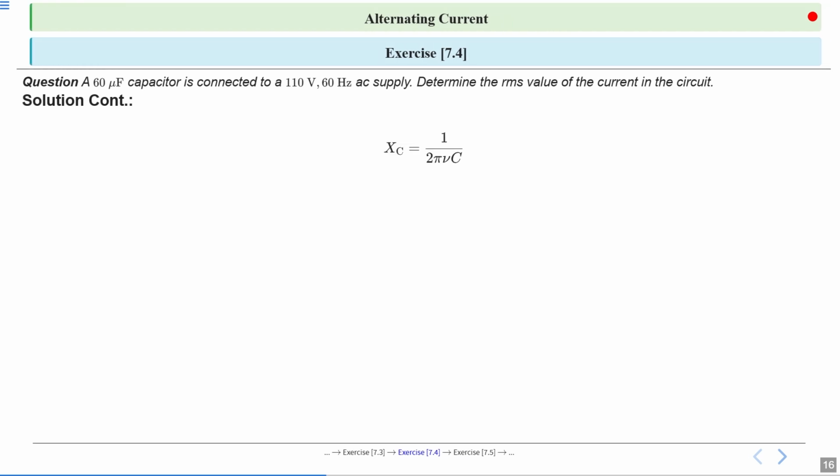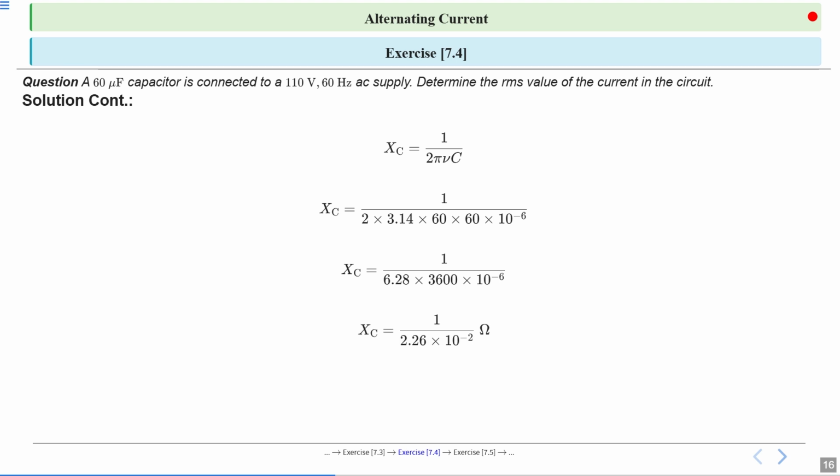So Xc will be equal to 1 upon 2 pi nu c. Now put the value of nu and c in the expression of Xc. So Xc will be 1 upon 2 into pi, which is 3.14, nu is 60 hertz, and c is given as 60 times 10 to the power minus 6 farad. Okay, so after calculating it, Xc will be equal to 1 upon 6.28 into 3600 into 10 to the power minus 6. Okay, so Xc will be equal to 1 upon 2.26 into 10 to the power minus 2 ohm.